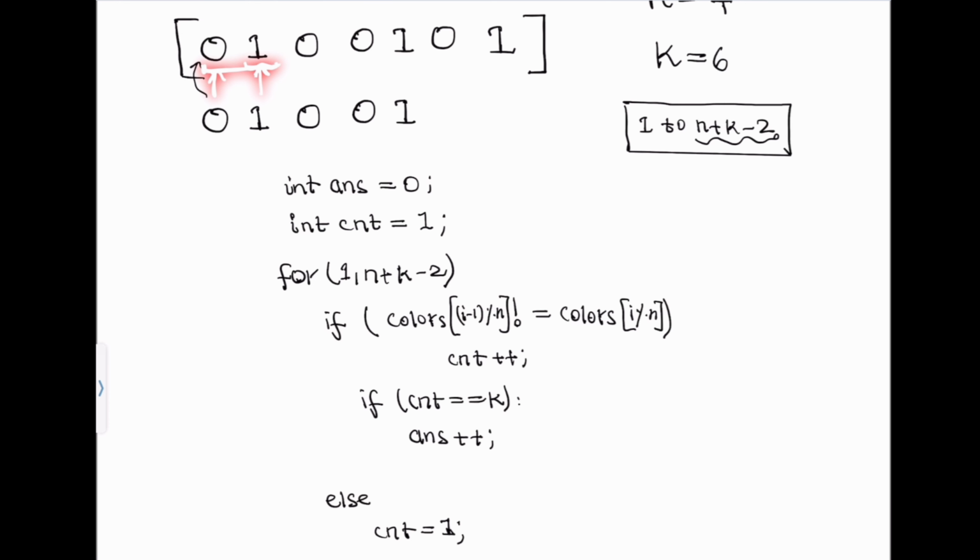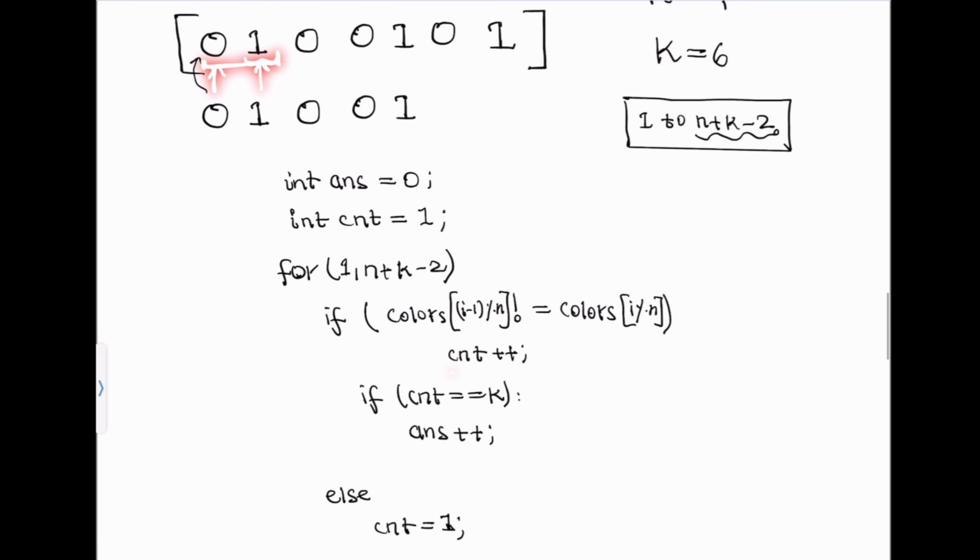It means they are alternating, so the count becomes equal to 2, isn't it? Now we move further ahead. When we come over here, the count becomes equal to 3, and when our iterator comes over here, then we fall into the else statement because these two zeros become the same and we don't fall under this condition. So the count becomes back equal to 1 again.